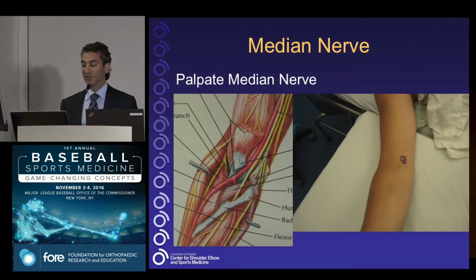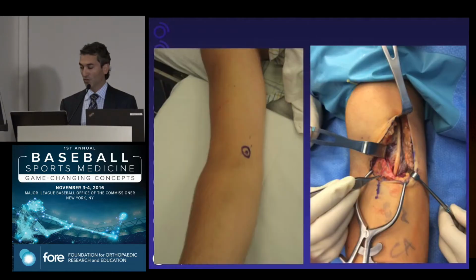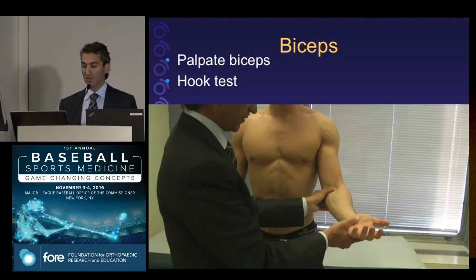This kid's undiagnosed for two years. He can't throw for two years. He says it hurts right here every time he tries to throw. It happens after a period of time. This could be thoracic outlet. It could be a cervical thing. But because his exam is so consistent with it, we elect to do a median nerve decompression. And this kid is corrected in about three weeks. He says, I'm cured of this. It's a physical exam.